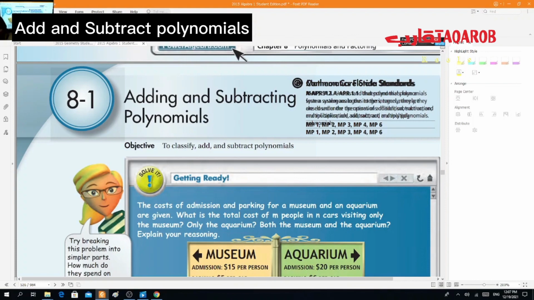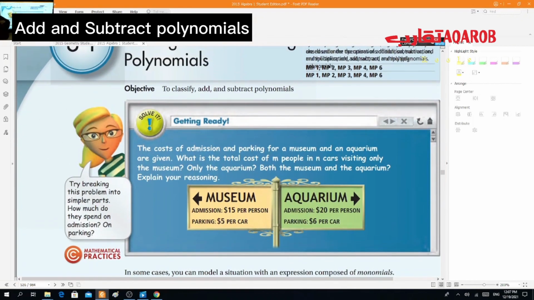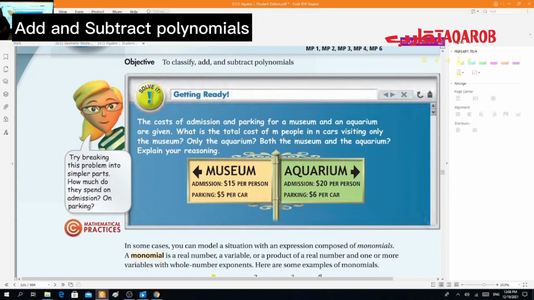I know polynomial is a new word for you. It's new vocabulary in this lesson, and we have other new definitions. We will define them together: monomial, binomial, trinomial, degree of a polynomial, and standard form of a polynomial. At the end of this lesson, you will be able to classify, add, and subtract polynomials. So let's start by finding the definition of the word polynomial.